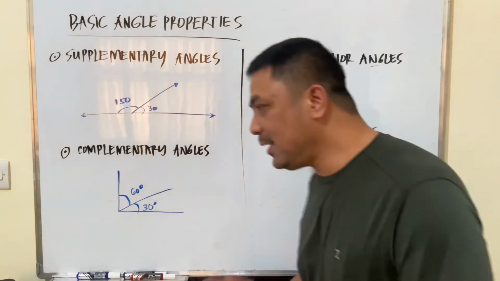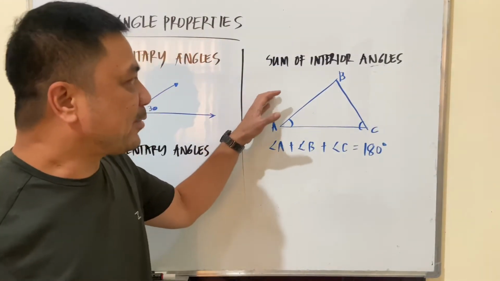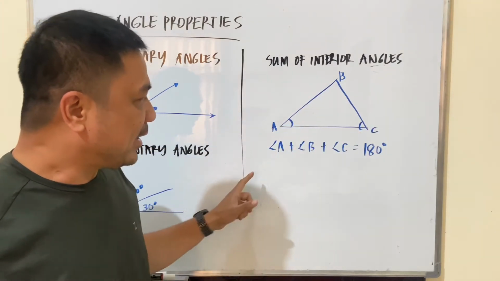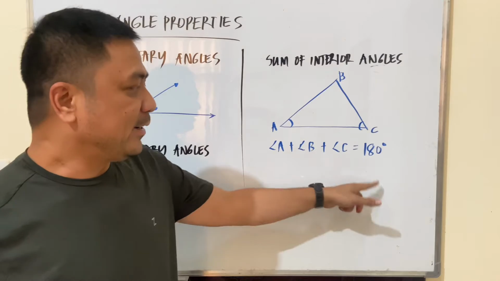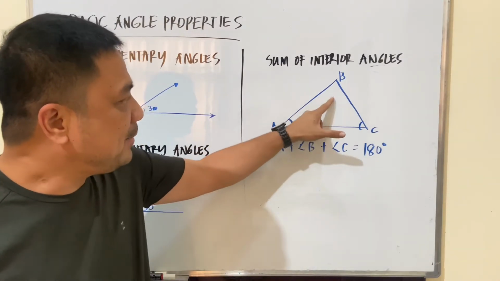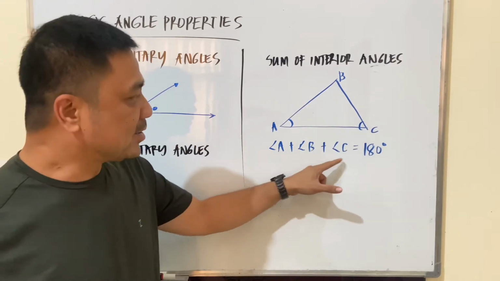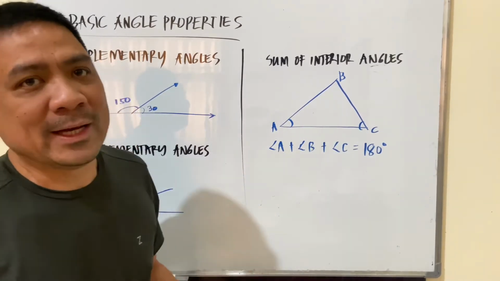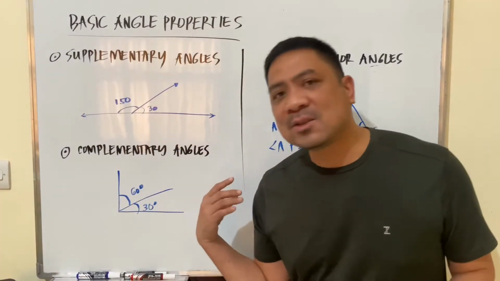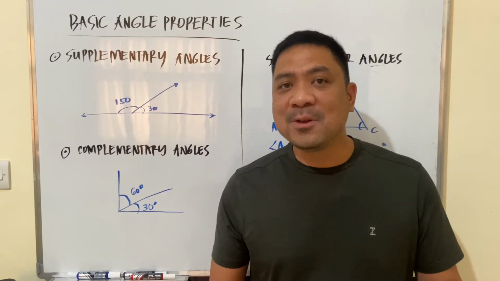And the third one, I think it's very important. In a triangle, the sum of interior angles must equal 180. For example, if you have angles A, B, and C, then angle A plus angle B plus angle C must sum to 180. Okay? So that's a quick review only. Let's go directly to our problems. I hope you'll stay.